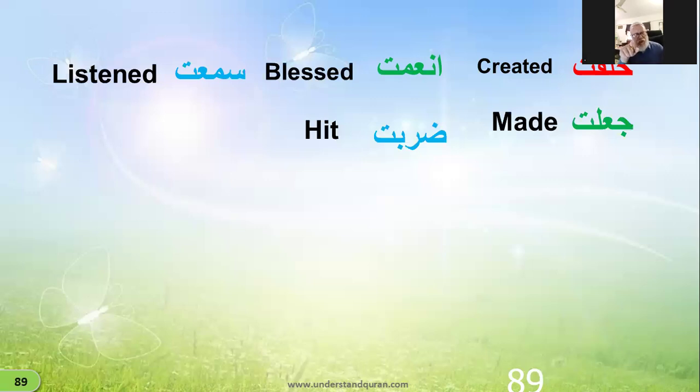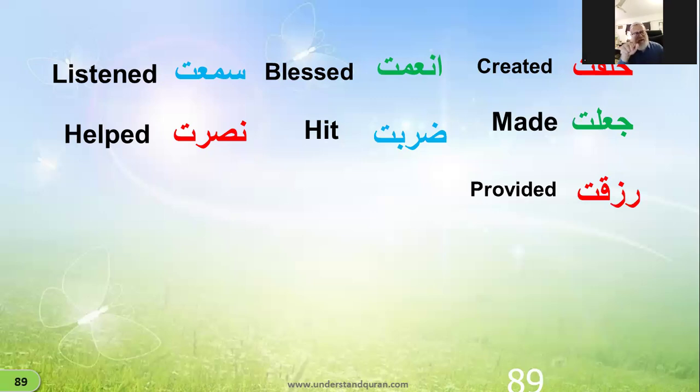Darabta, you masculine did. Darabti, you feminine did. Darabtu, I did. Darabat, she did. Nasarta, you helped. Nasarti, you female helped. Nasartu, I helped. Nasarat, she helped. Razaqta, you provided.